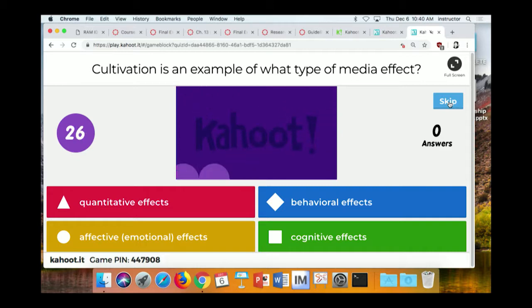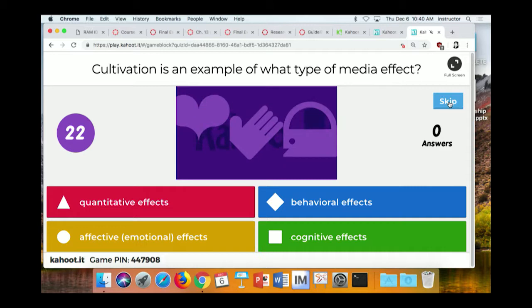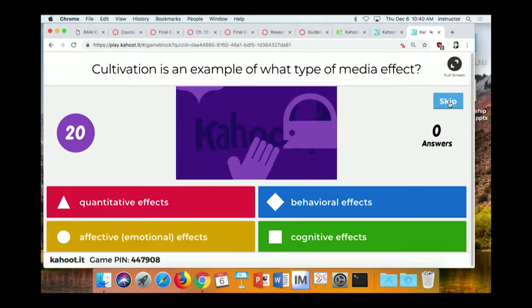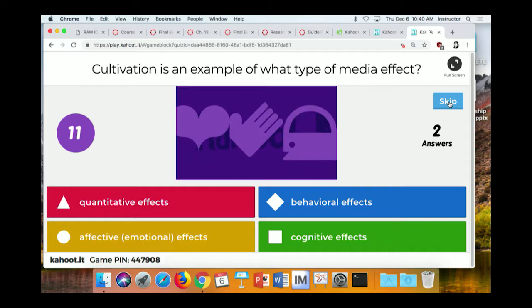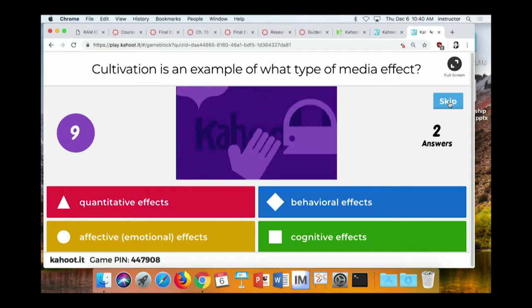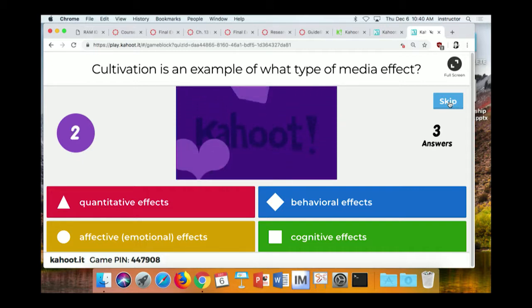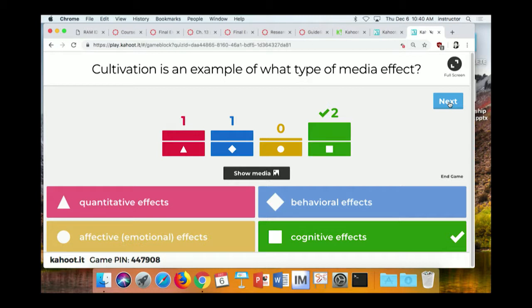Cultivation is an example of what type of media effect? Was cultivation analysis, that was the mean world syndrome, remember? Is that a quantitative effect? Like, are we counting stuff up? Is it an emotional effect? Or is it a cognitive effect or a behavioral effect? So we should define those a little better. Quite possible. Well, good. Again, the majority got this, but let's explain a little more.